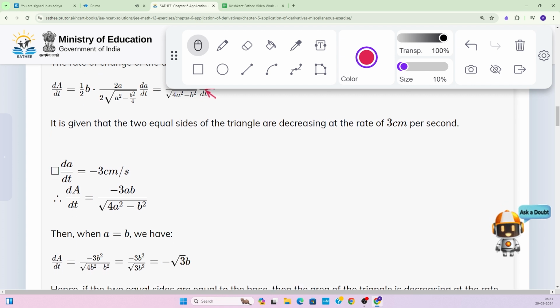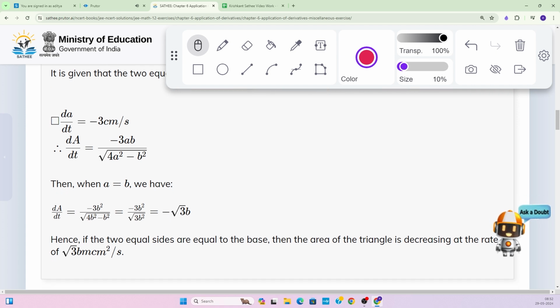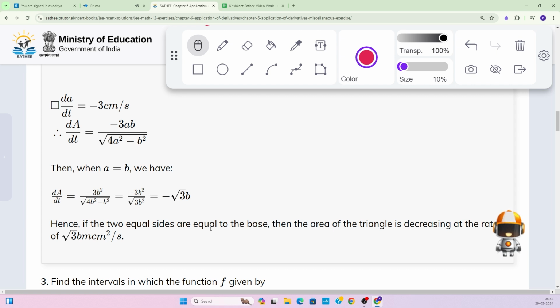Now we know, when A is equal to B, we have minus 3B square divided by root of 4B square minus B square, which is equal to minus 3B square over root 3B square, which is equal to minus root 3B. Hence, if the two equal sides are equal to the base, the fact we have used here, then the area of the triangle is decreasing at the rate of this. I hope it is clear to you.